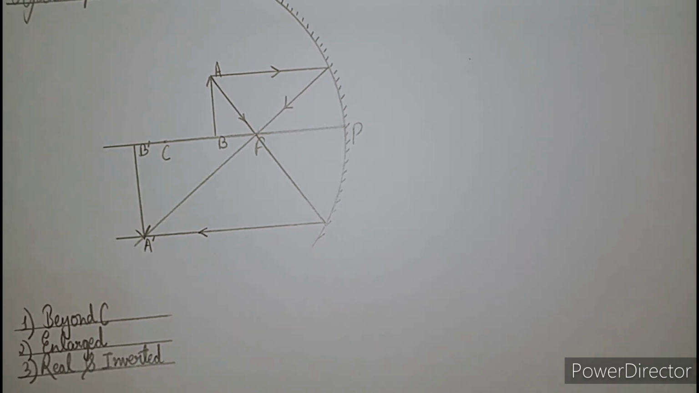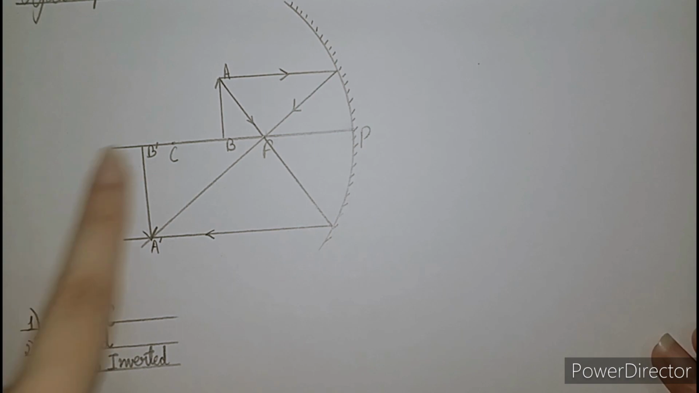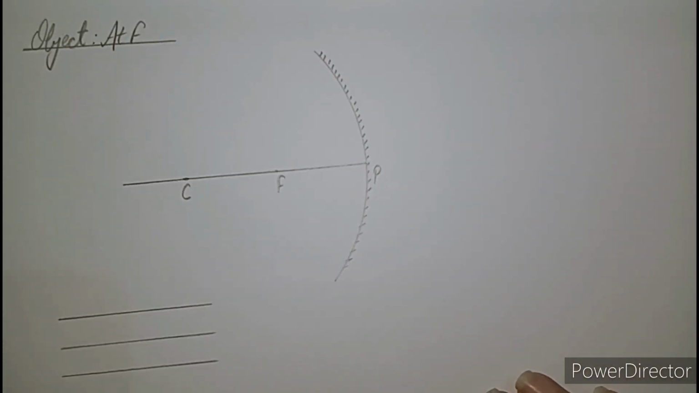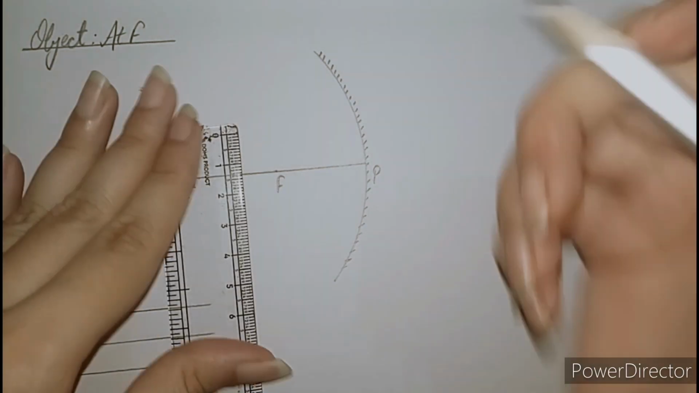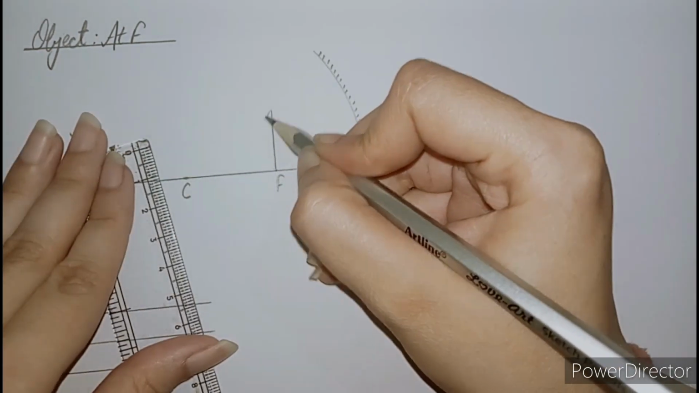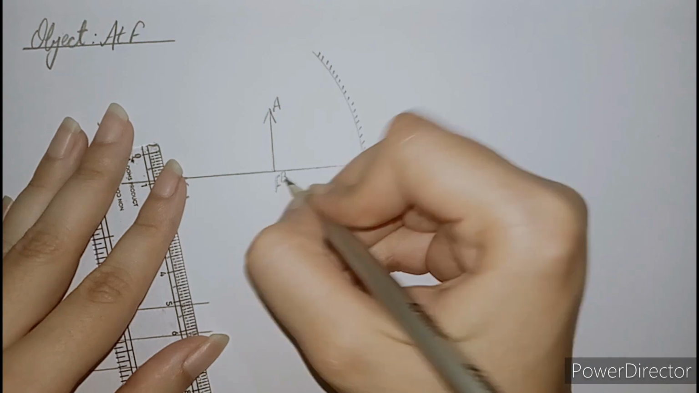So this is the case when the object was between F and C and we obtained an enlarged and inverted image. Moving ahead to the next case, when our object is at focus. The measurements are just the same. The object is at focus, size 2 centimeters, named A and B.